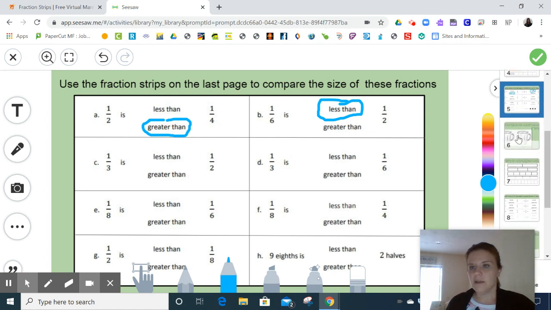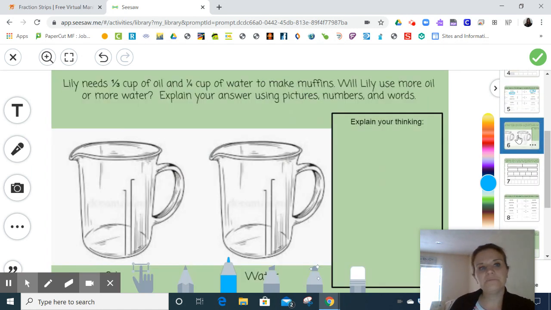All right, on the next slide, we have a little story to do. Okay, so I want to show you how to do this. And then there's going to be some more stories at the bottom of these slides for you to try on your own. Okay, so it says Lily needs 1/3 cup of oil and 1/4 cup of water to make muffins.